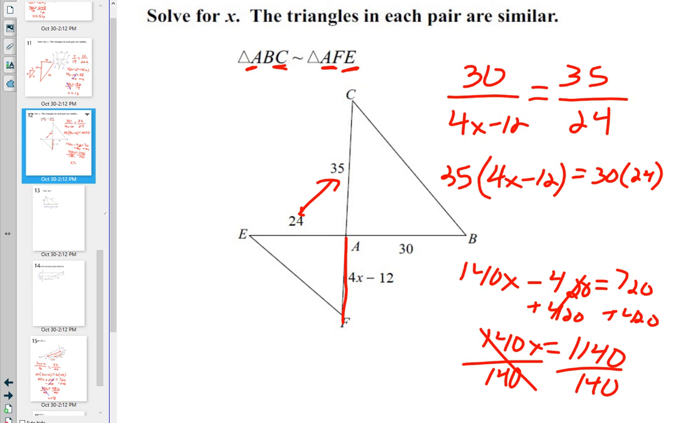So 35 times 4, that should be 140. 35 times negative 12, 350 and 70, yeah, negative 420. And then 30 times 24 is 720, right? So 720 plus 420.